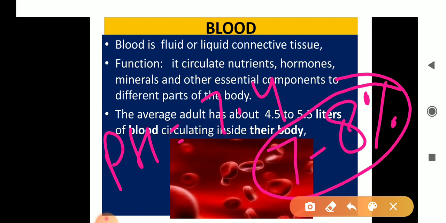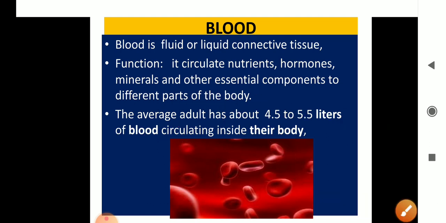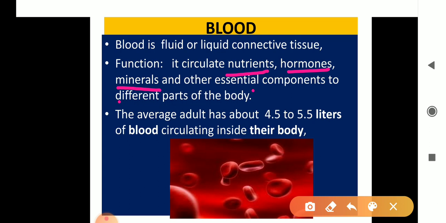Okay, now what is the function of the blood? Blood circulates nutrients, hormones, minerals, and other essential components to the different body parts. Is it okay? And in an adult, the average blood volume is approximately 4.5 to 5.5 liters.